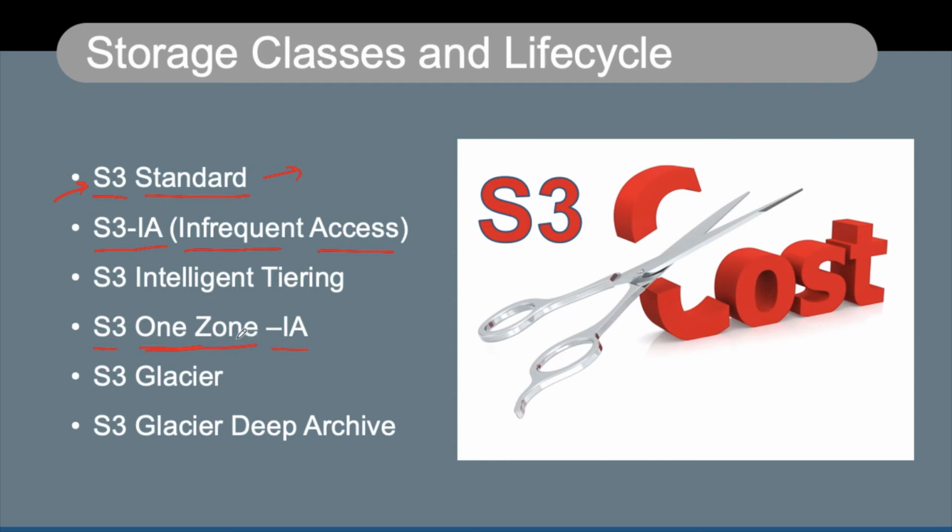However, if this data is no more required frequently, you can store this in the archival, and that archival is called S3 Glacier. So S3 Glacier is the archival mechanism where you typically have an access time of minutes to a few hours, and then we have another version of S3 Glacier which is called Glacier Deep Archive, where you can have an access time of more than 12 hours or so.